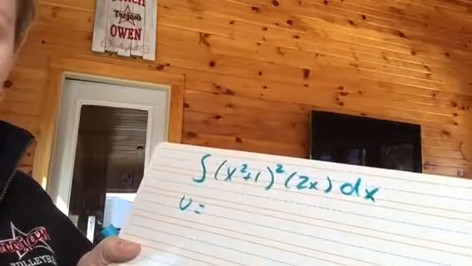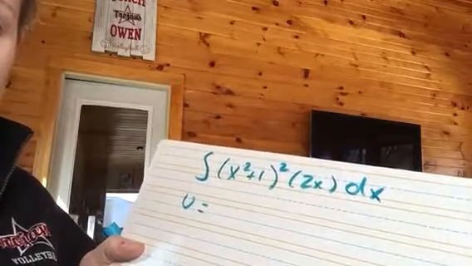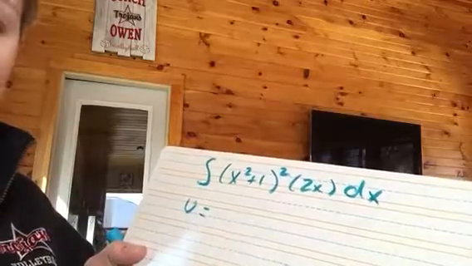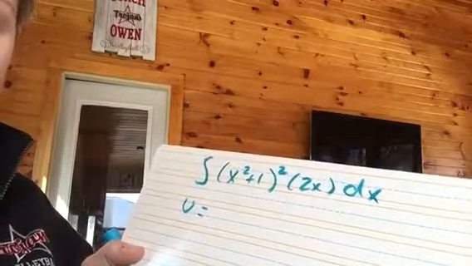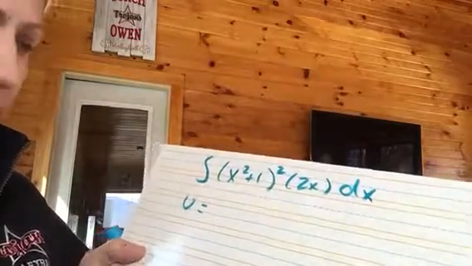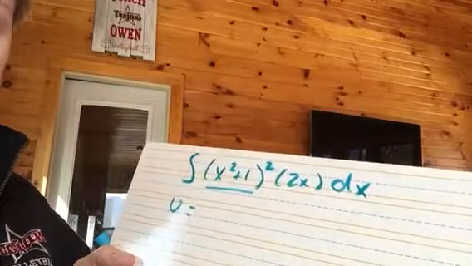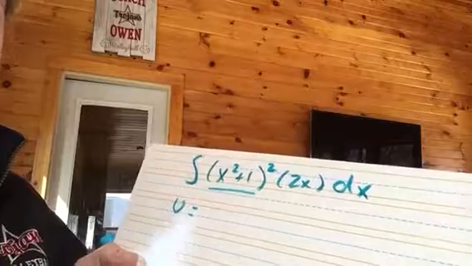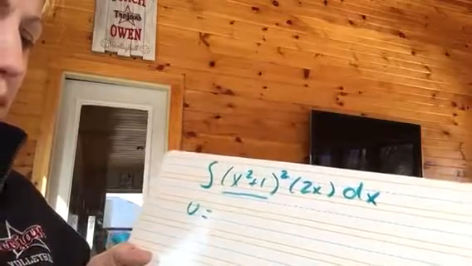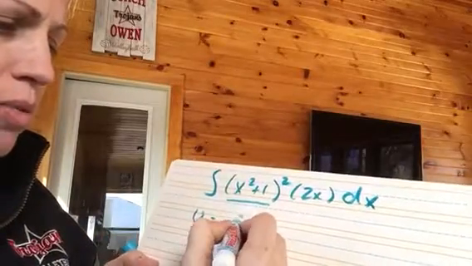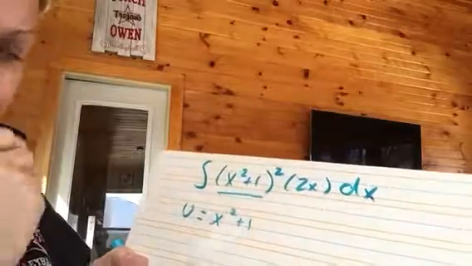Usually the thing that you're going to pick to be your U is something raised to a power. So it's going to be a quantity that is raised to some sort of a power in the problem. In this case, the quantity being raised to a power is the one that we're going to let be U. So U is going to be equal to x squared plus 1.